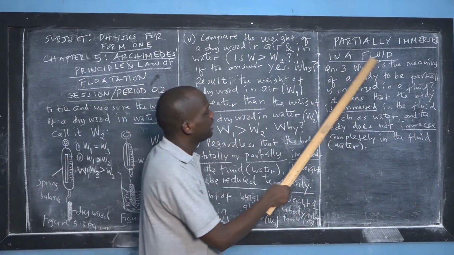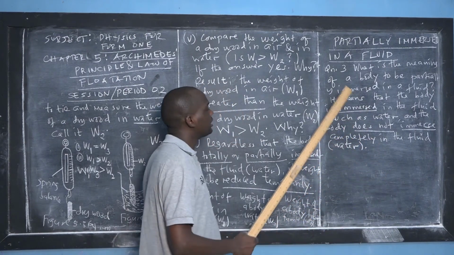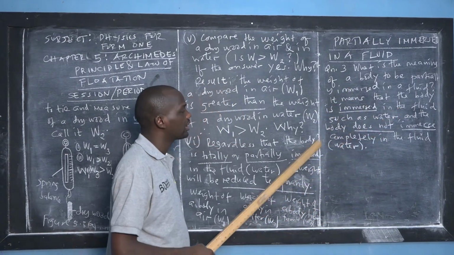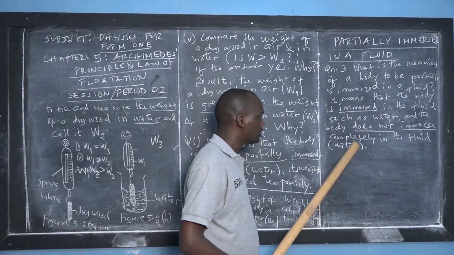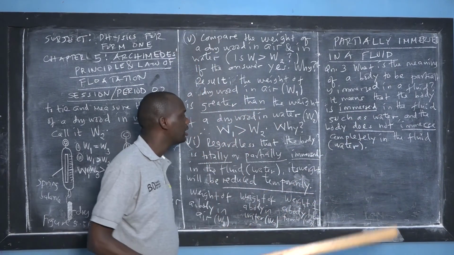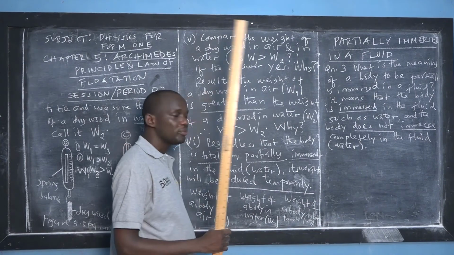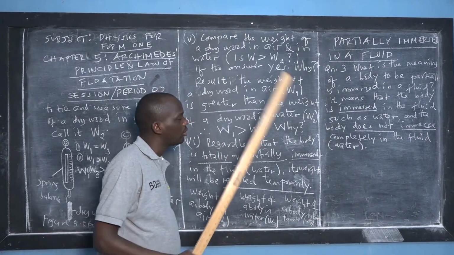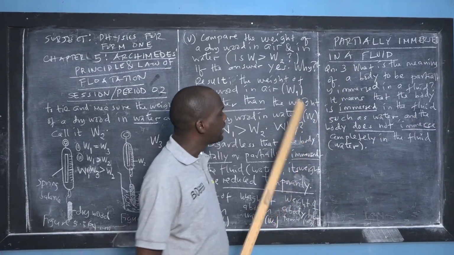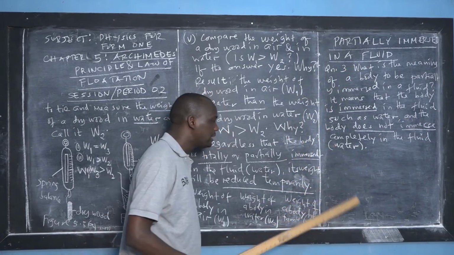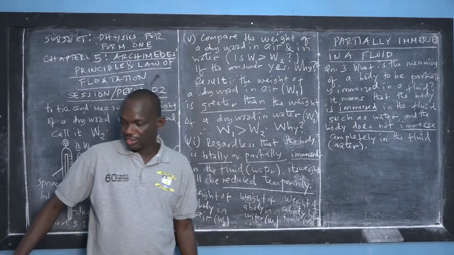The meaning of partially immersed in a fluid, we say that this is the tendency when a body has been taken, or when we physicists take a body and immerse it in a fluid, such as water, such as honey, such as milk. We have different liquids actually, or even we want to dip it in oxygen or in carbon dioxide, and the body does not immerse completely in the fluid.